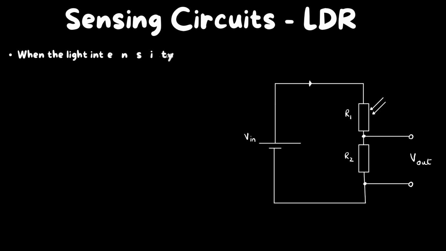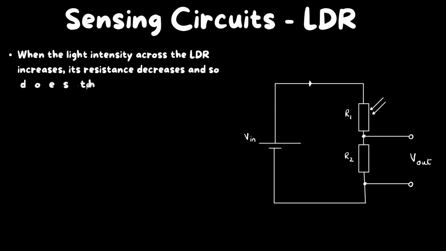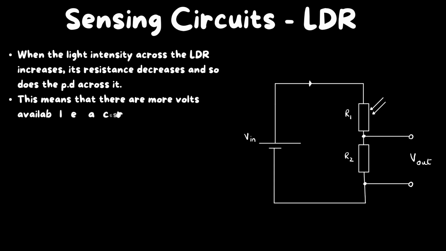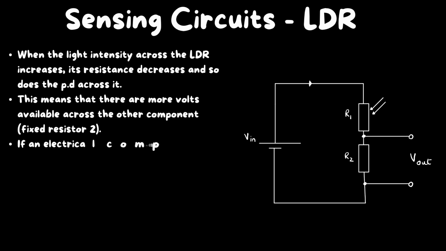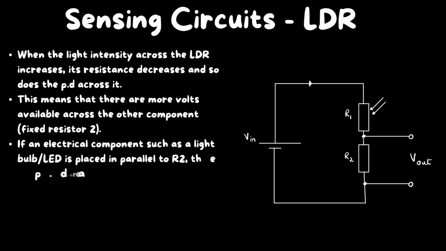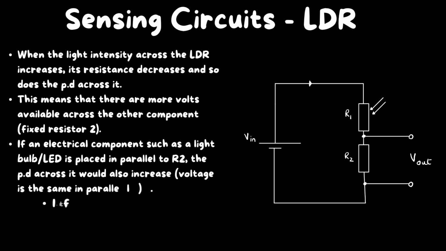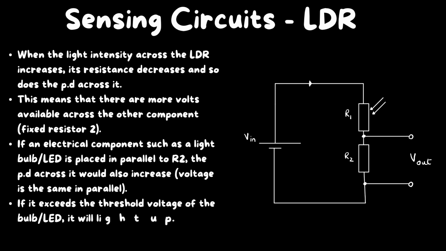its resistance will decrease along with the potential difference across it, which means that there would be more voltage available to the fixed resistor. And if we were to, say, place a bulb or an LED along the R2, the fixed resistor, in parallel, then the potential difference across it would also increase. And if it exceeds the threshold voltage of the bulb or an LED, it would simply light up. And that's how a sensing circuit for an LDR works.